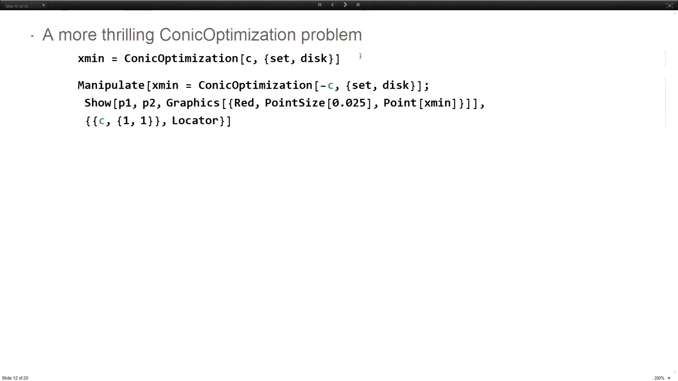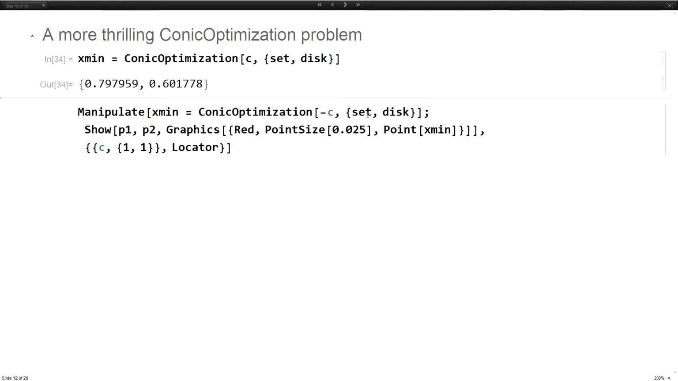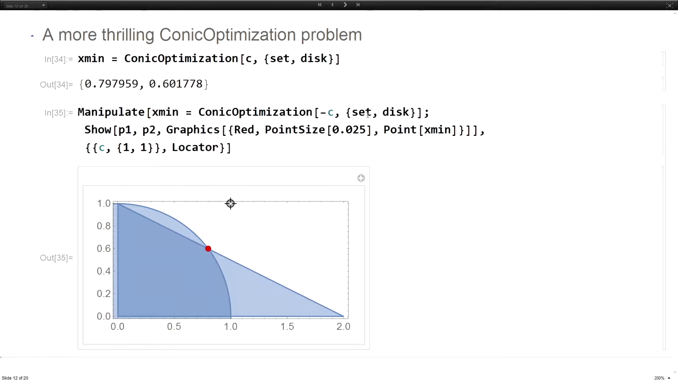Okay, now let's look at the more interesting problem. Let's take that first set, the triangle in the disk, and do conic optimization over that. And now I get a result. So what does that actually look like? It's this. But notice I did a Manipulate. As I change the direction of the linear function with the locator, it goes to different parts of the disk. And here, notice it jumps, because along the line it's completely indifferent. These are all going to have the same minimum values. These are outside the set, but along here it makes a difference where you choose. So that's why it jumps in that weird way.